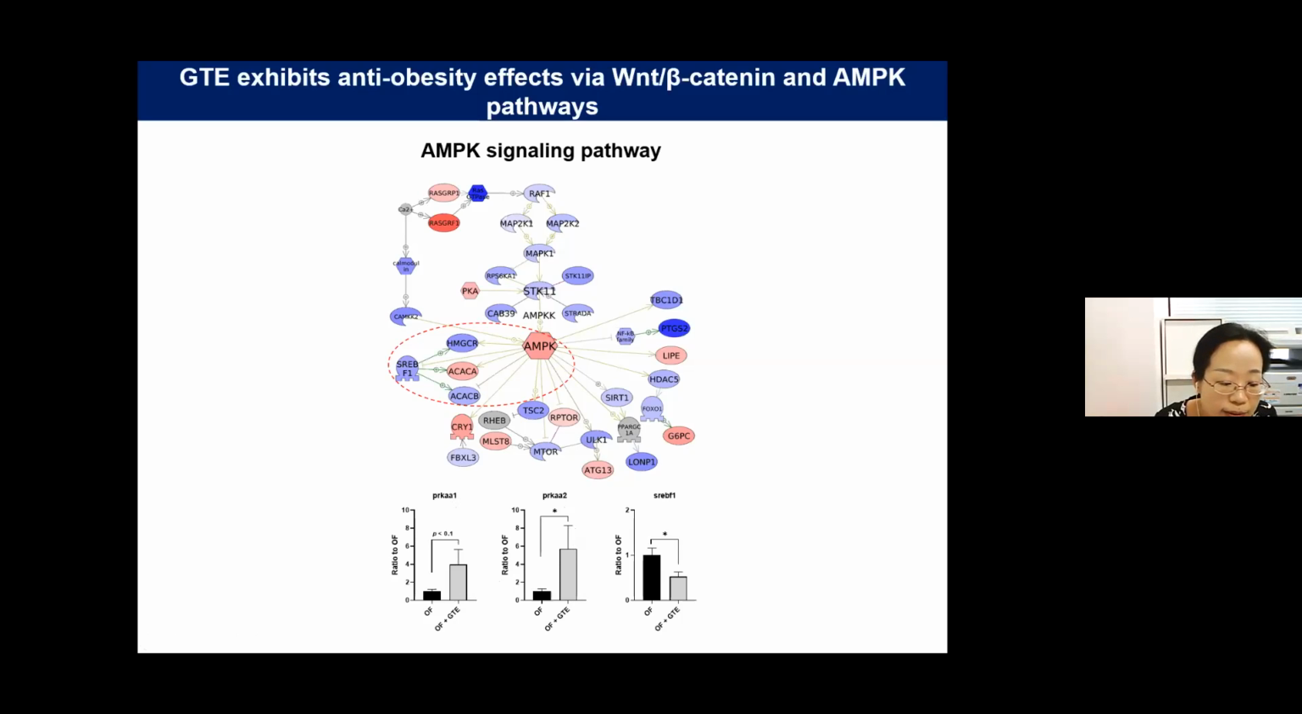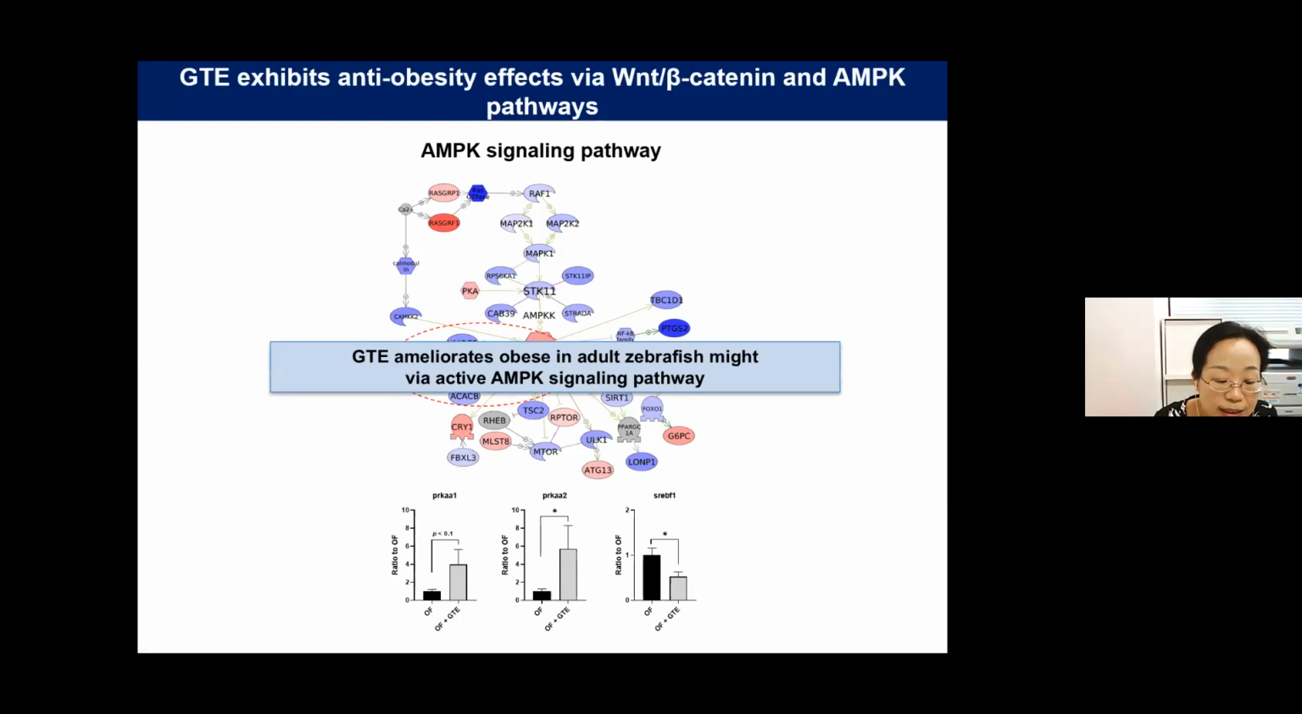On the contrary, the expression of SREBP1 was significantly downregulated by GTE, which is consistent with this result. We then concluded that GTE ameliorates obesity in adult zebrafish might be via an active AMPK signaling pathway.